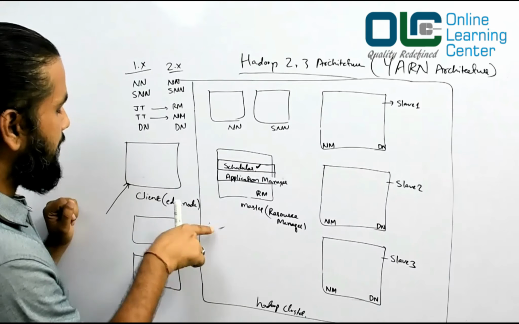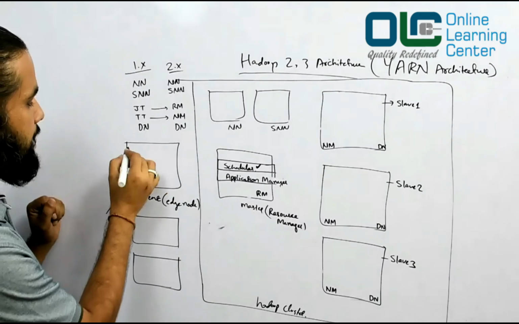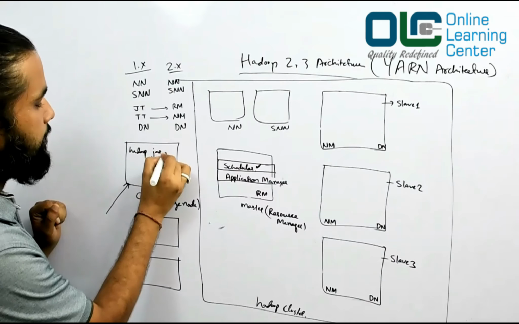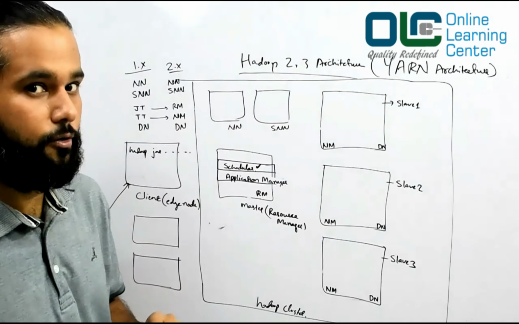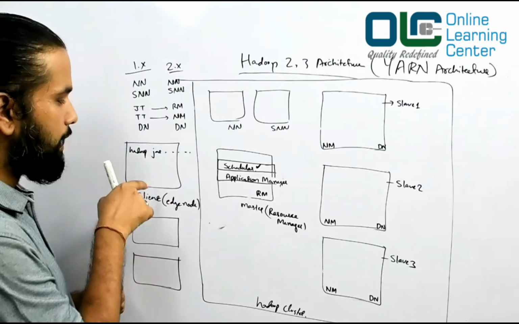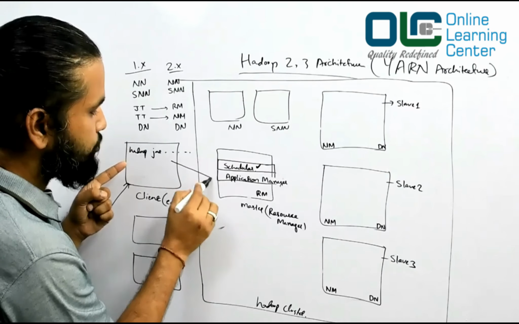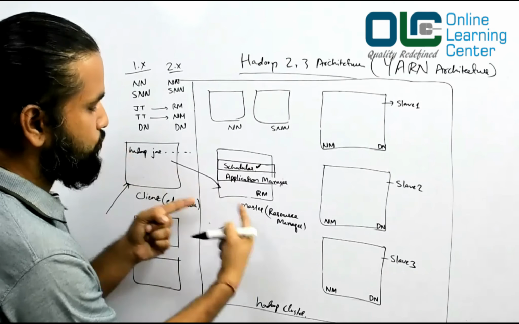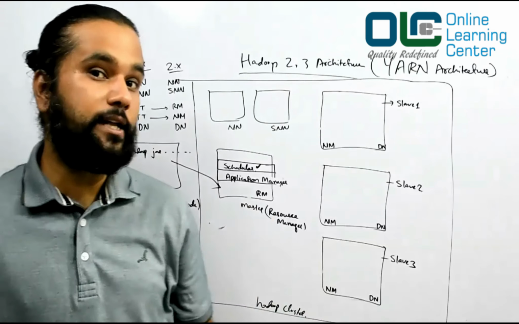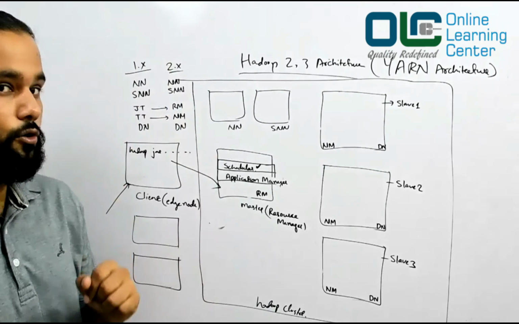So what I did is I logged into this client machine and I said Hadoop jar and then wrote the command that can submit the job for me, right? So when you do that, what happens? This request goes to your resource manager, and the resource manager says, okay, let me talk to the scheduler, right?